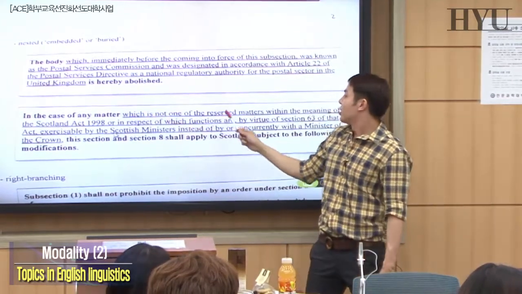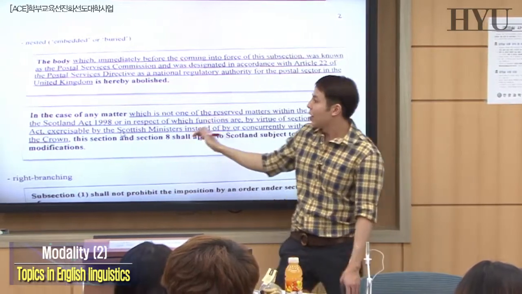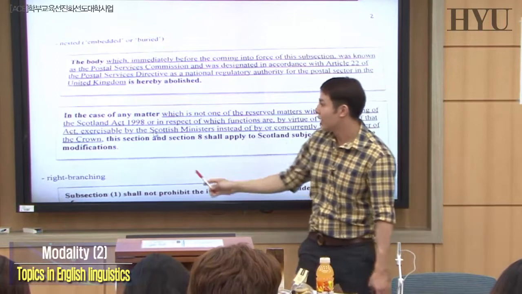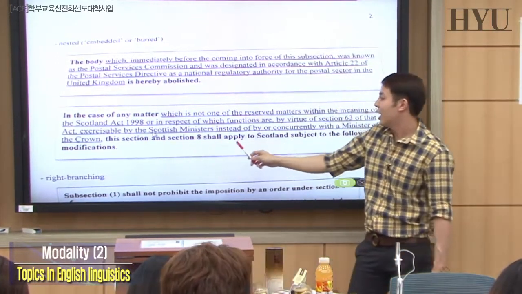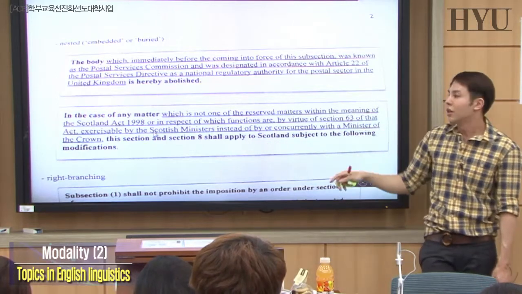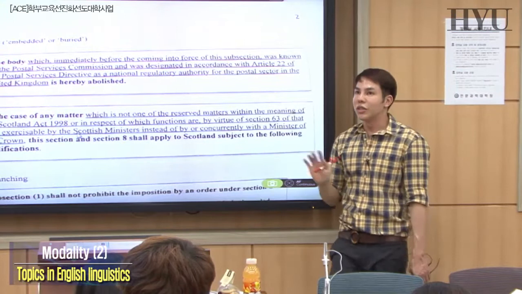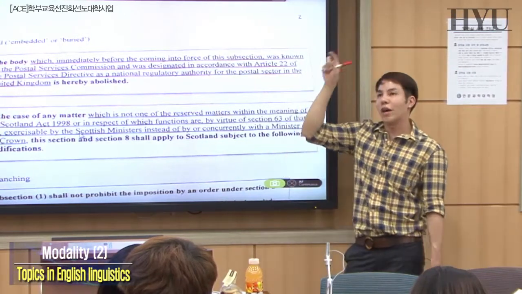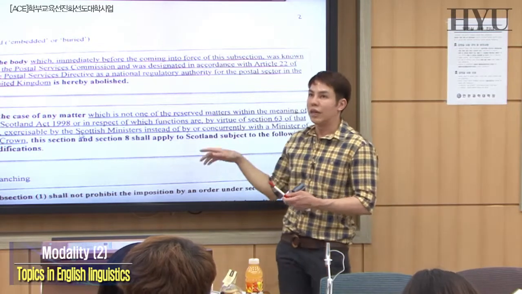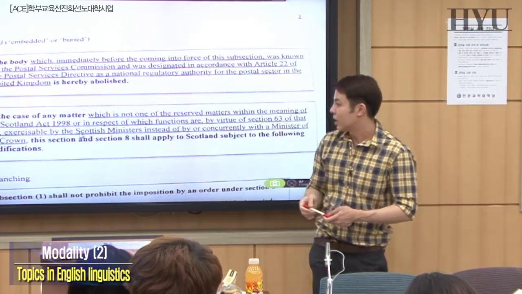Which is not one of the reserved matters to the Crown. That modifies any matter, which matter, the matter which, and so on. So the main clause is: this section in section 8 shall apply to Scotland subject to the following modifications, and so on. So that's the main clause. As long as you can find the main clause, you shouldn't have any problem, and you are aware of the binominals or multinomial conjunctions and so on, right? So as long as you can find out the main clause, you shouldn't have any problem reading, okay?